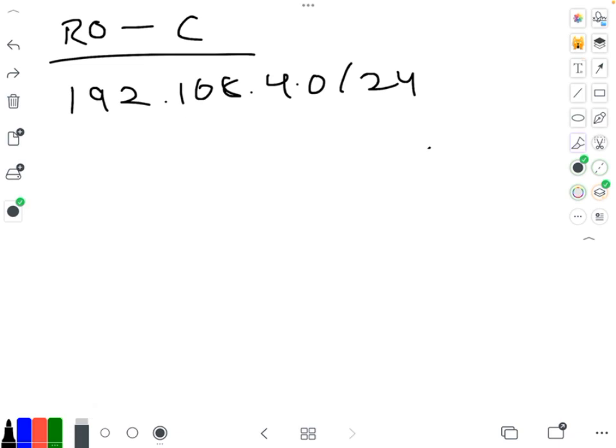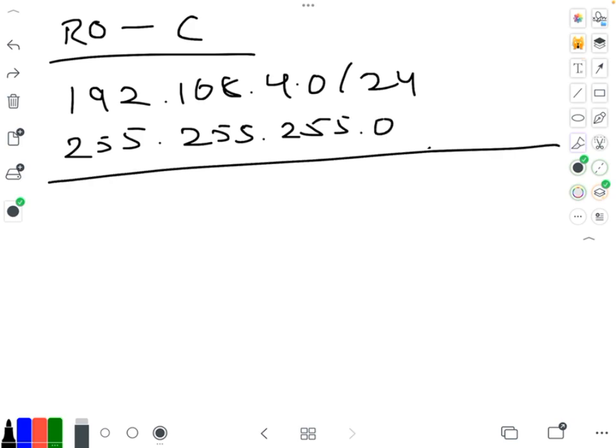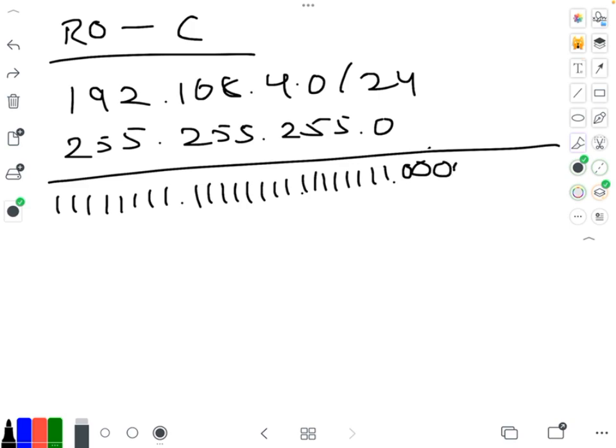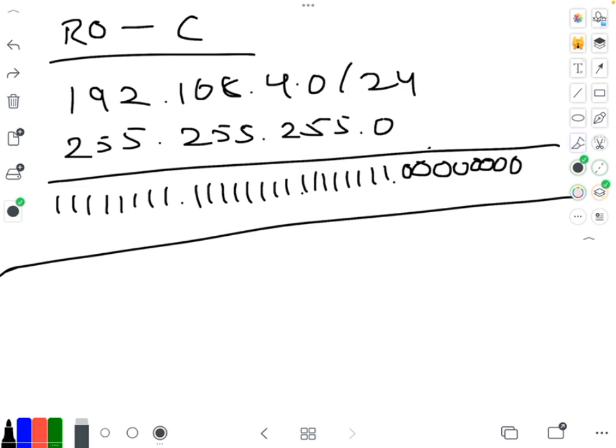So this IP address has a subnet mask of 255.255.255.0, and this in binary gives us 8 bits, 8 bits, 8 bits, 8 bits. And this gives us a total of 256 hosts.